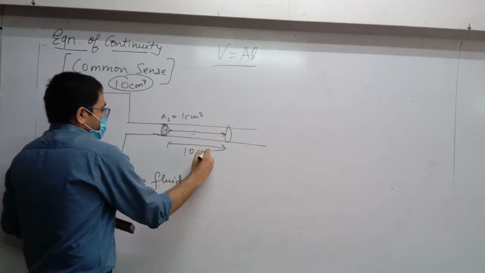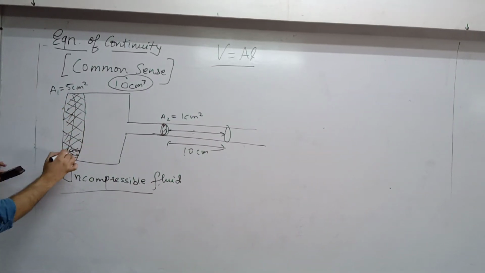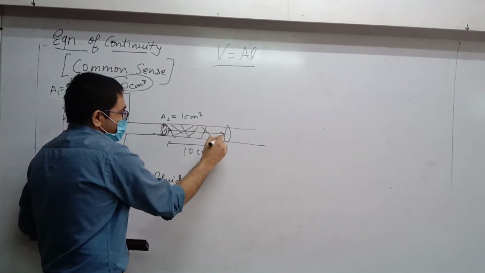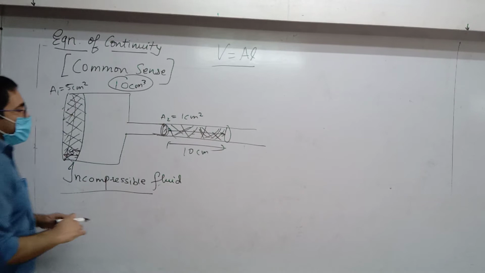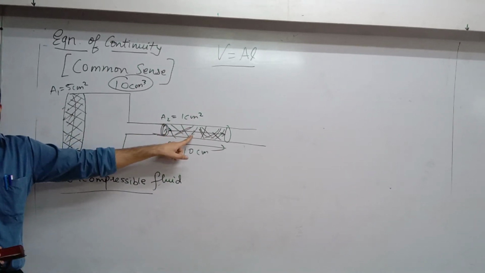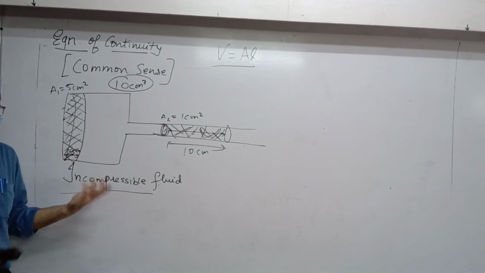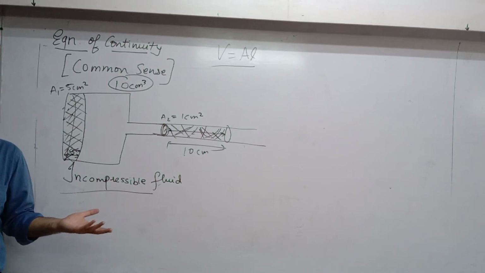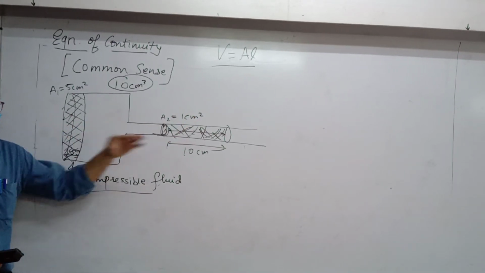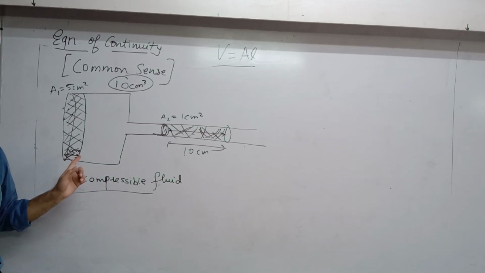Do you realize what's happening? The part of fluid that was here will now settle over here in this part. The volume lost in this cylinder becomes the volume gained in the other cylinder, because it is incompressible, so the total volume remains the same.